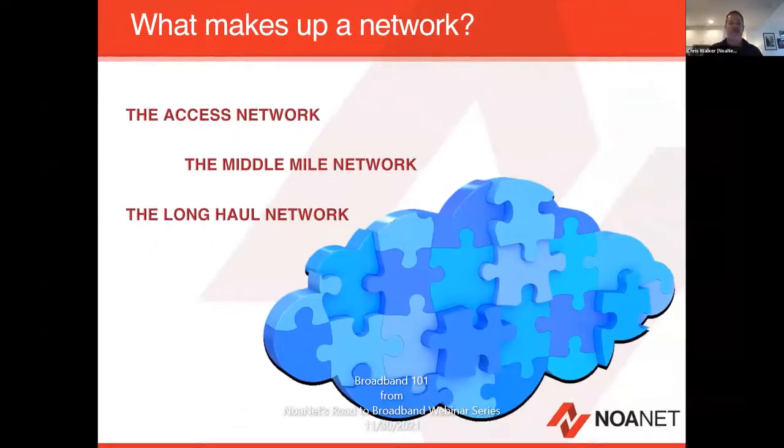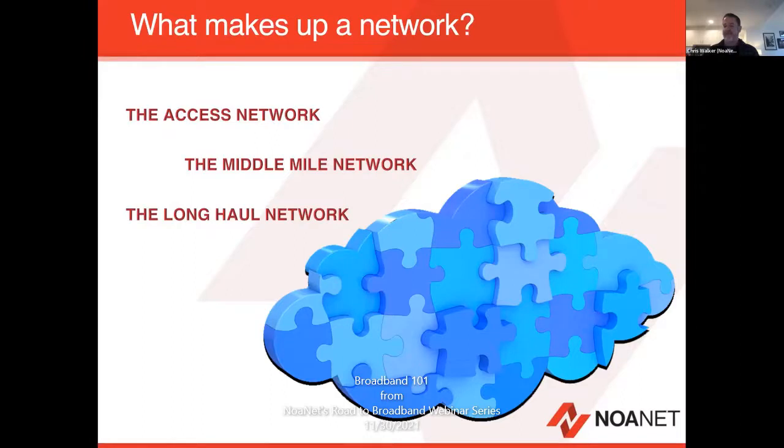All right, so what makes up a network? I talked about this a little bit earlier, but I want to restate it because I think it's important as we look to our state. We need three networks. We need the access network, and this is the network that's in your community. We need the middle mile network, and then we need the long haul network. And all of that is the puzzle that makes the cloud work. See how I tied that together? That was fantastic. These are three critical components.